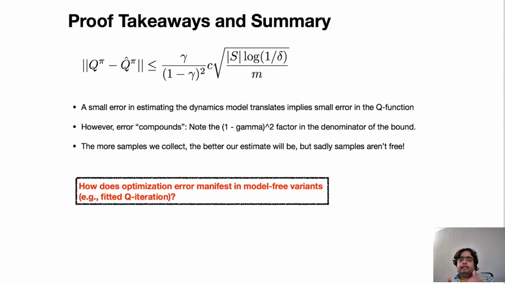Okay, so for the next part, we'll talk about how optimization error or sampling error manifests in model-free methods such as fitted Q iteration.